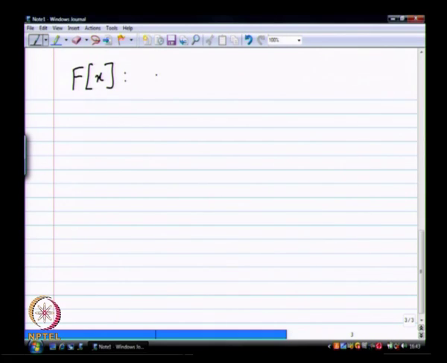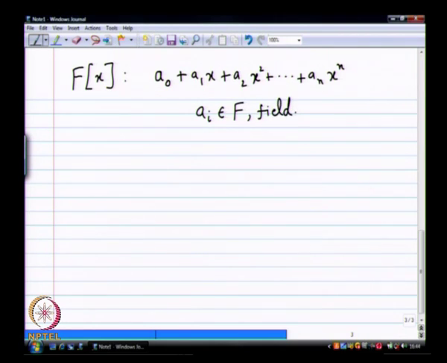We will denote by F[x] polynomials of this kind, right? a0 plus a1x plus a2x square plus so on till an x power n. What are all these ai's? The ai's belong to F, which is of course a field. So this is the set of polynomials over the field F. Once you have, for instance, a(x) and b(x) in this set, you can do several operations with them. The first operation, which is the easiest, is of course addition.